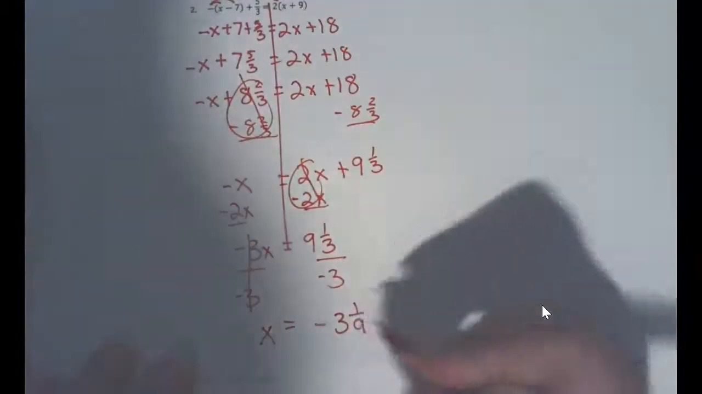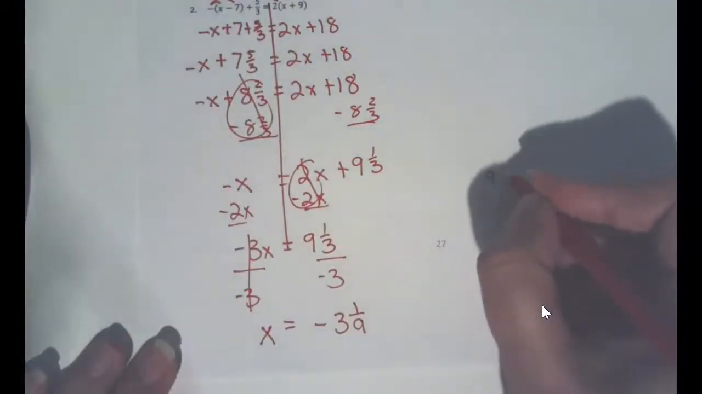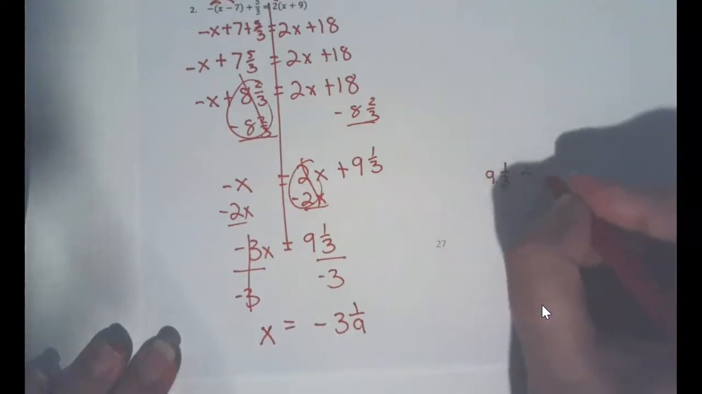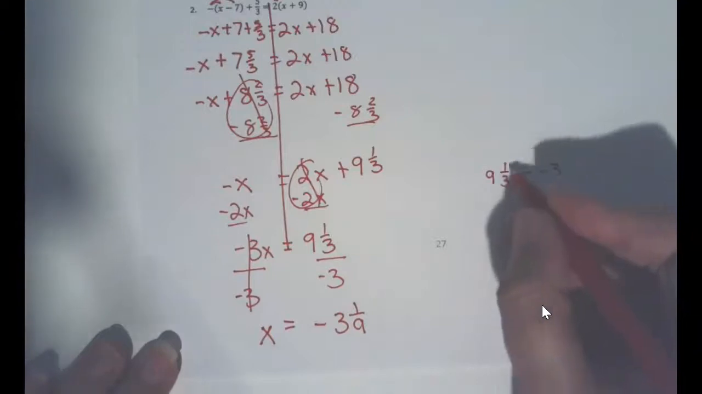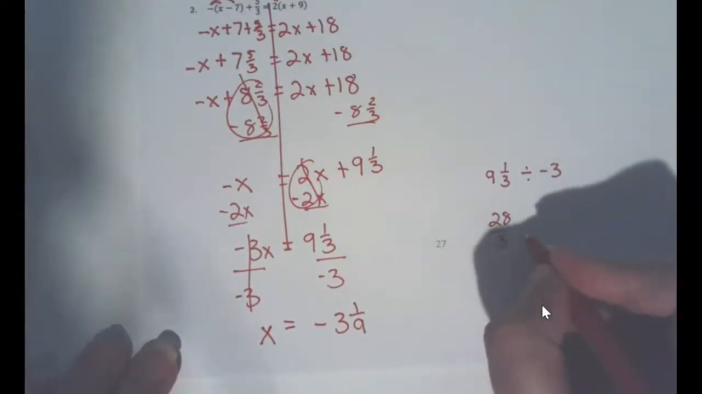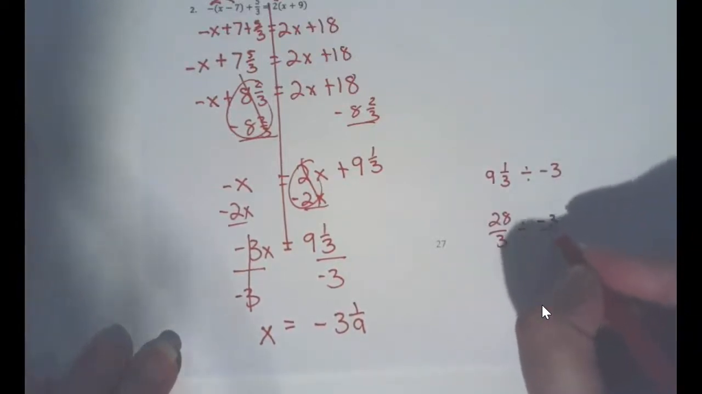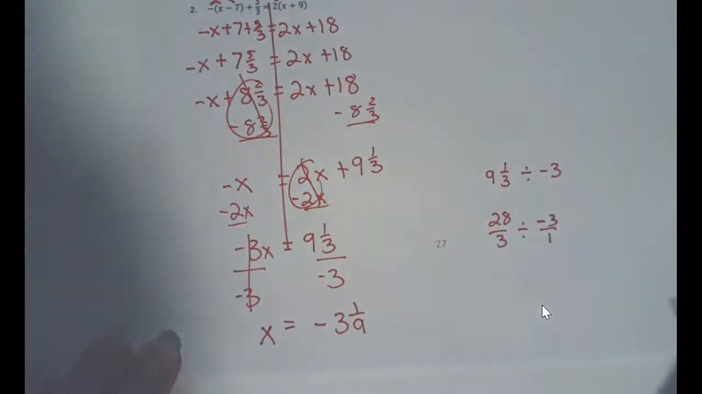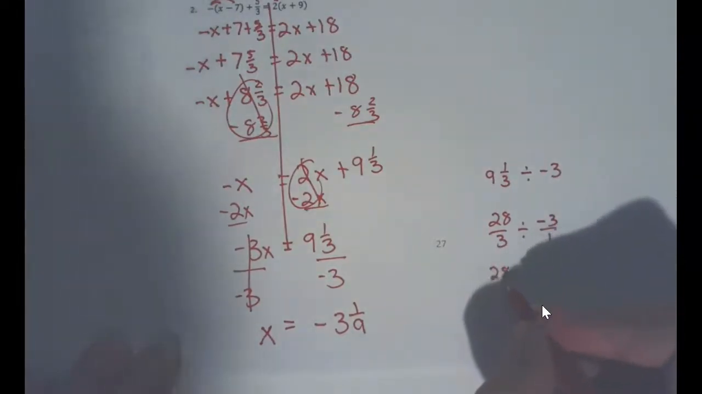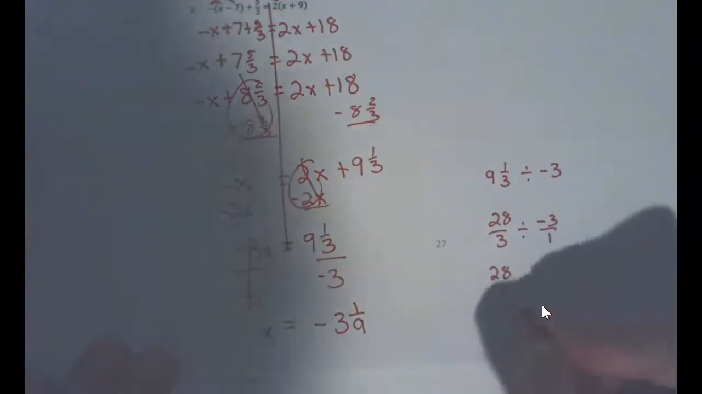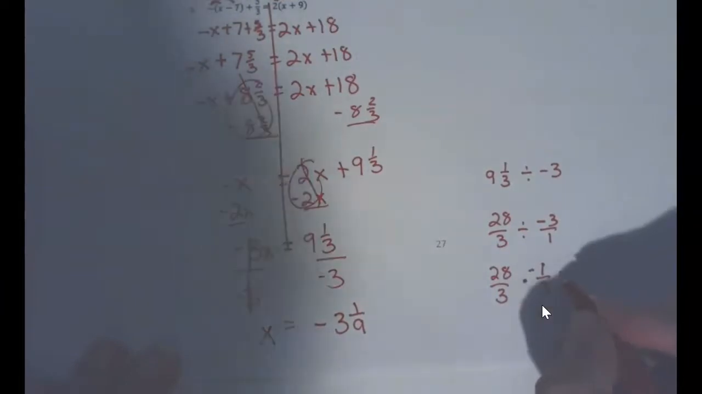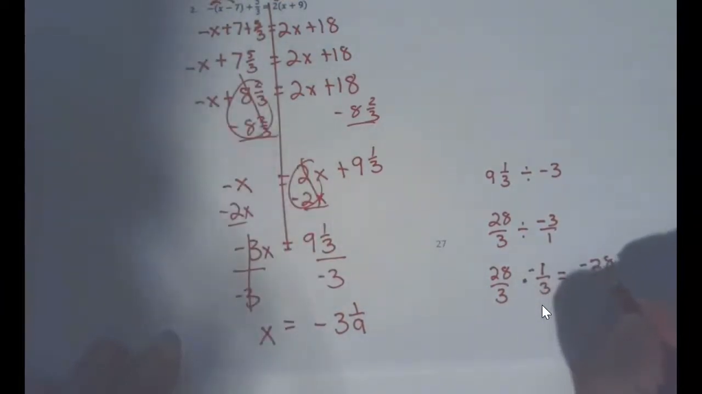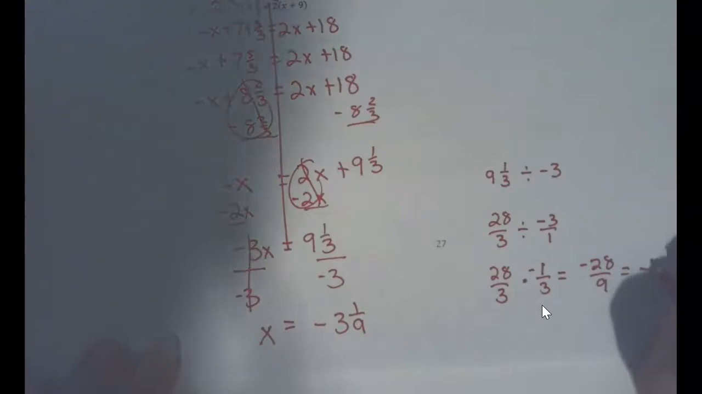And the way that I got the -3 1/9, I did 9 1/3 divided by -3. 9 times 3 is 27, plus 1 is 28, divided by -3/1, which I would then rewrite as 28/3 times 1/3, and that's negative, equals -28/9, which simplifies to -3 with 1 left over out of 9.